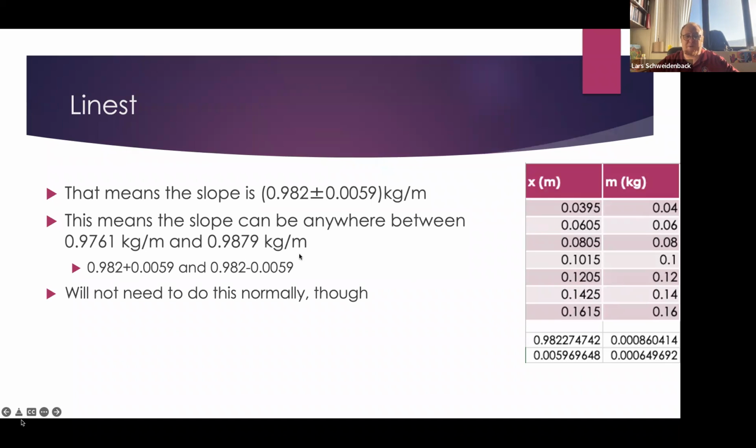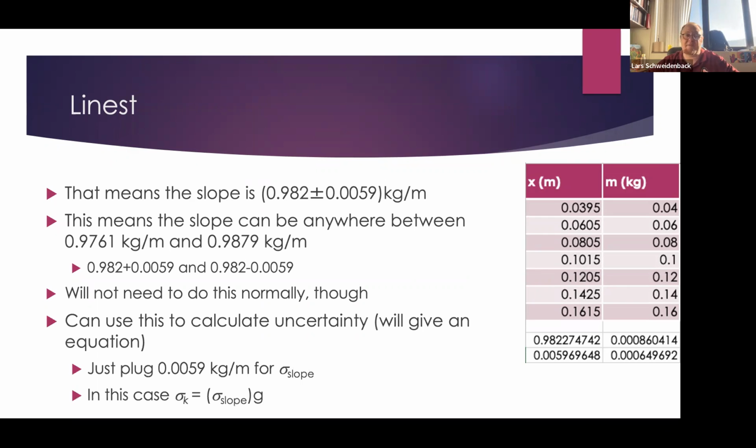But normally you're not going to bother finding the range for the slope. We don't care about the slope. In this case, we're going to solve for k. What we're going to do is find the uncertainty for k and plug in as needed. And you'll solve for the uncertainty, whatever you're looking for, using the equation given to you in the lecture.